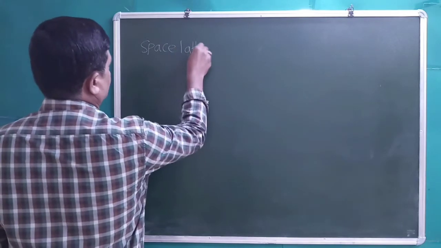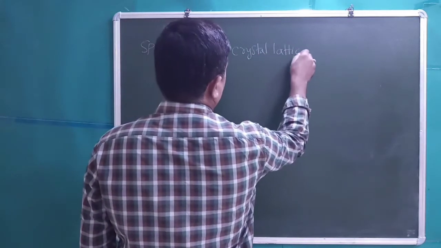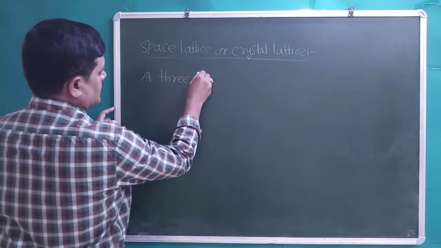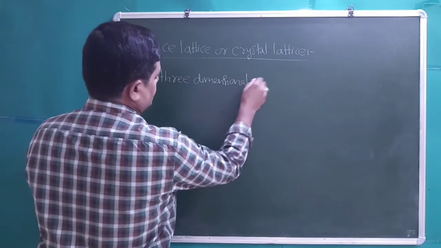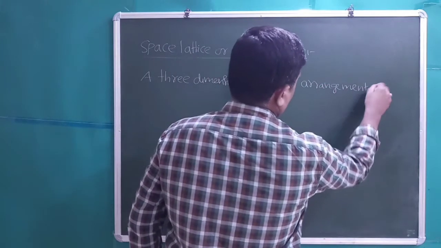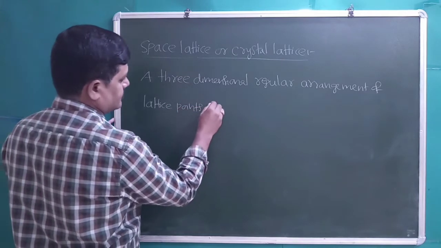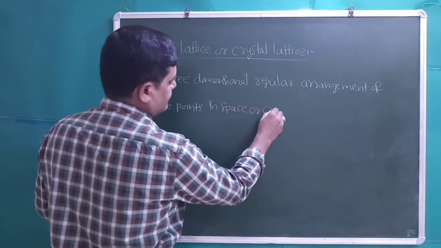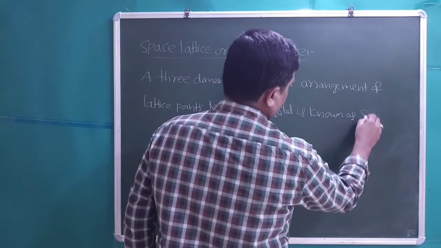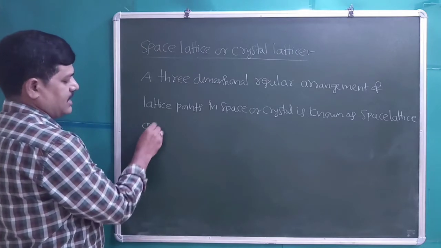Space lattice or crystal lattice: a three-dimensional regular arrangement of lattice points in space or crystal is known as space lattice or crystal lattice.